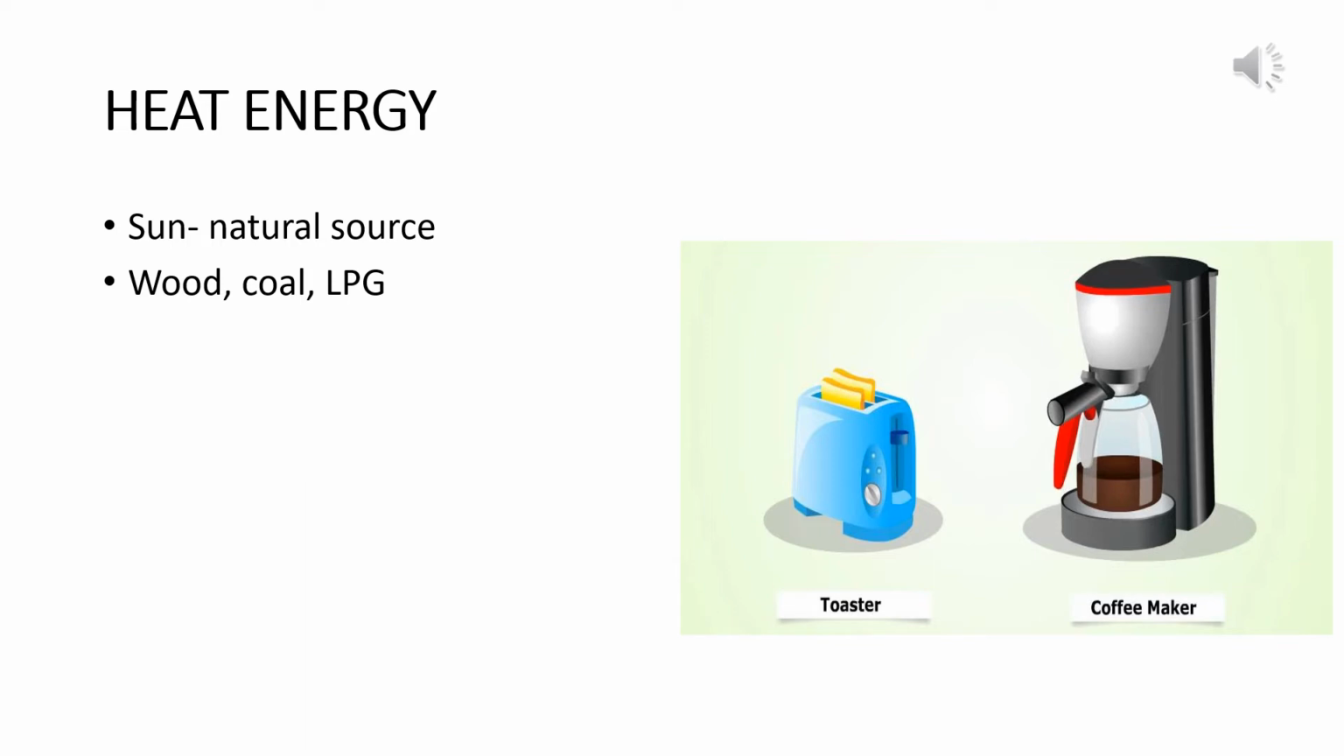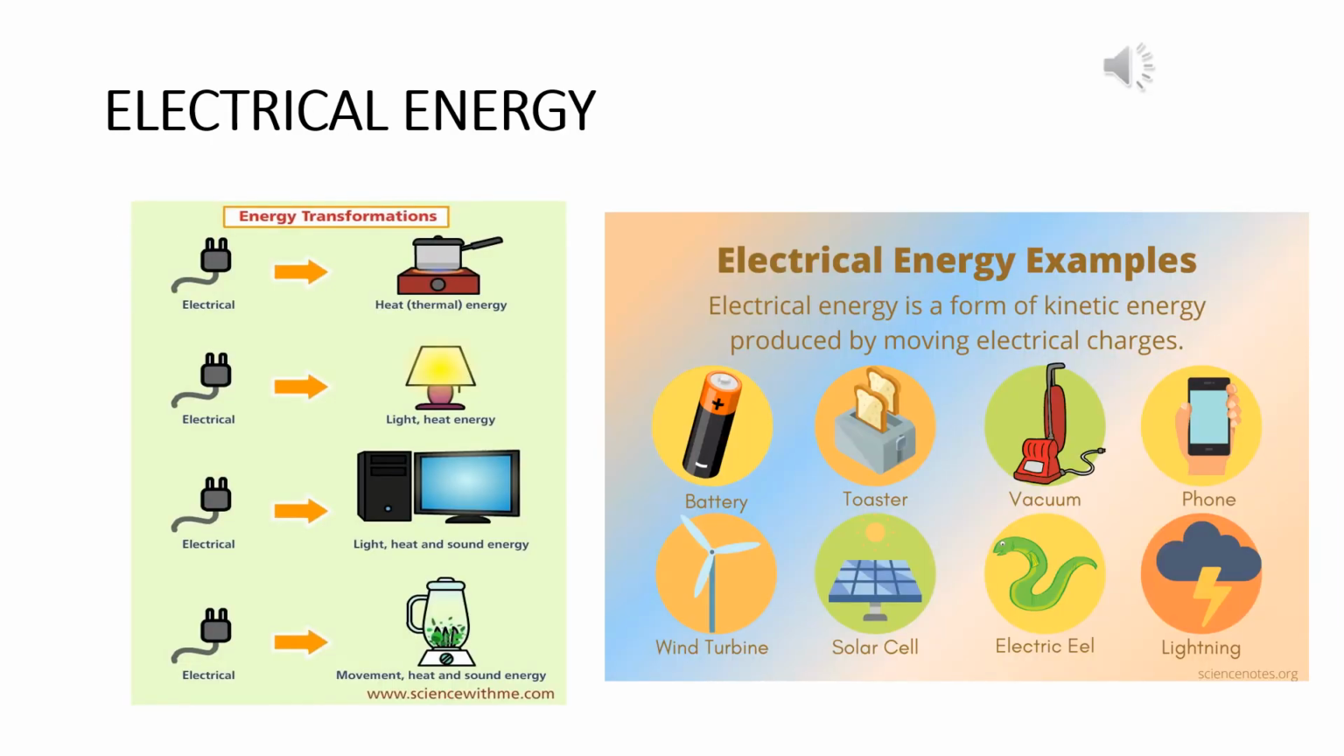The same is happening in the coffee maker as well. Sun is actually the natural source of our heat energy, and other things that give us heat energy are wood, coal, LPG, etc. Electrical energy examples can be given by so many of you because we know and we use those appliances in our daily life.